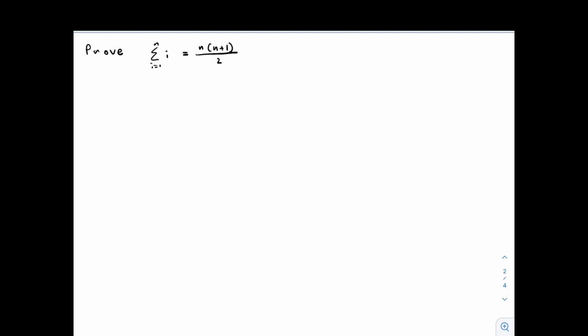apparently Gauss figured out this formula, n times n plus 1 over 2, and told his teacher, oh, well, the sum of numbers from 1 to 100 is 5,050. Well, that formula is great and all, but let's demonstrate why that's the case. The technique that we're going to be using is called proof by induction.